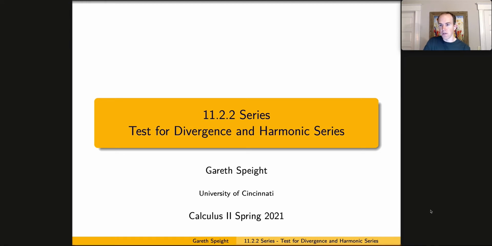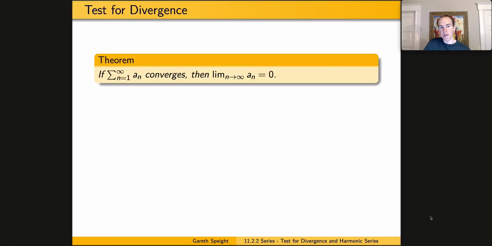So it's nice to have some tools to decide if a series will converge or not without actually being able to explicitly calculate everything. So let's get started. And maybe a first remark to be aware of is that if a sum converges, then the individual terms a_n have to go to 0.